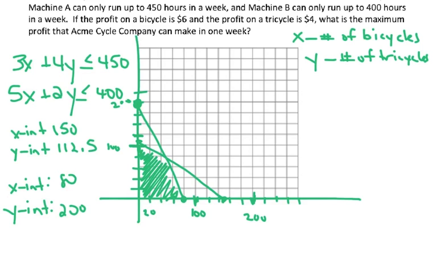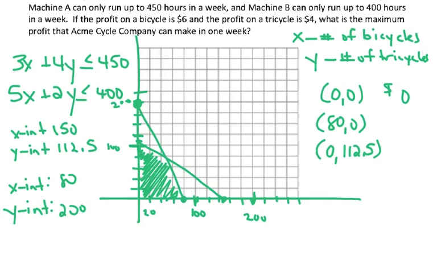Now you have to determine what the vertices of that convex polygonal set are. In other words, what are the vertices of the shaded region? Well, one of the vertices is 0, 0. Guess what? If you make no bicycles and no tricycles, you're going to make no money. One of them is at 80, 0. One of them is at 0, 112.5. You cannot make 112.5 tricycles, but we're not going to worry about that because that's not where our maximum profit's going to be anyway. And then I need to figure out what this one is.